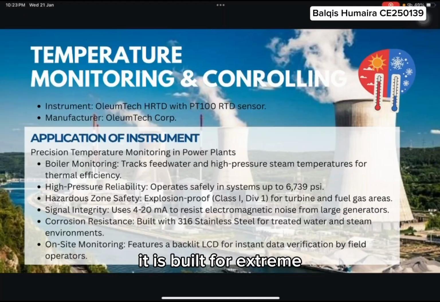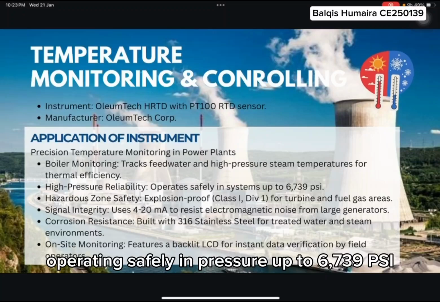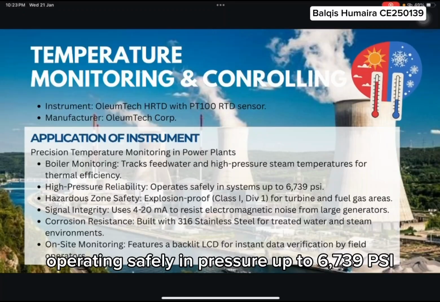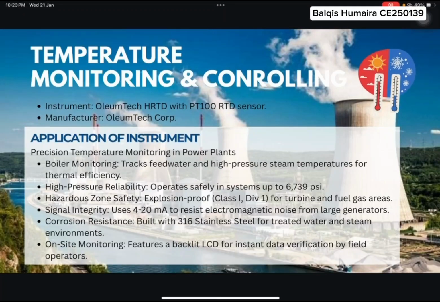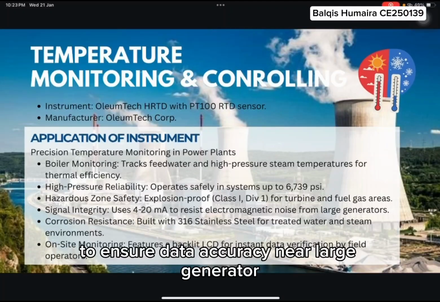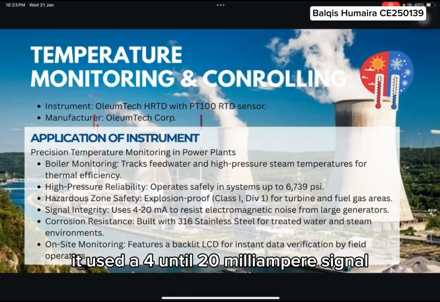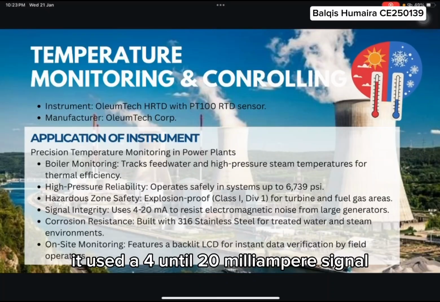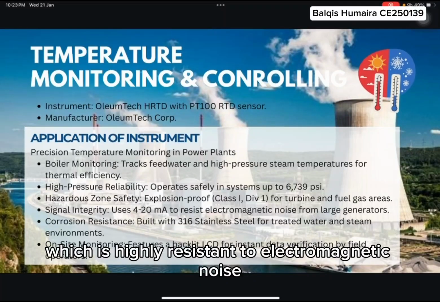It is built for extreme conditions, operating safely in pressure up to 6,739 psi and in hazardous zones thanks to its explosion-proof design. To ensure data accuracy near large generators, it uses a 4 to 20 mA signal which is highly resistant to electromagnetic noise.